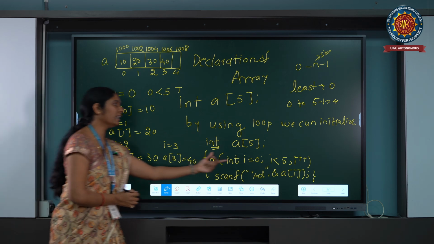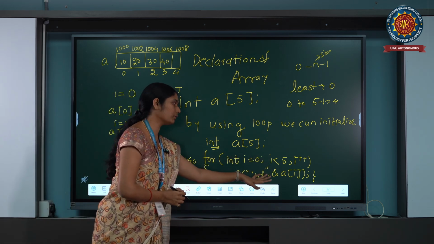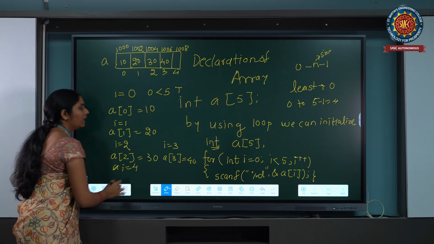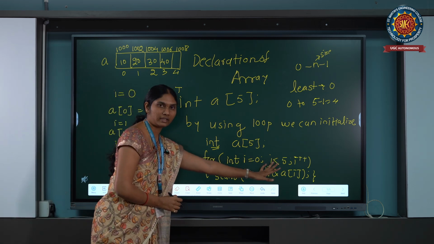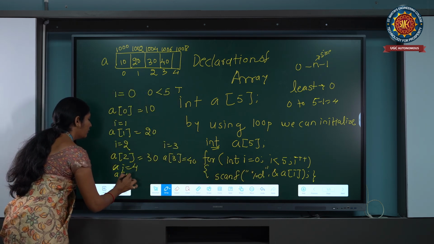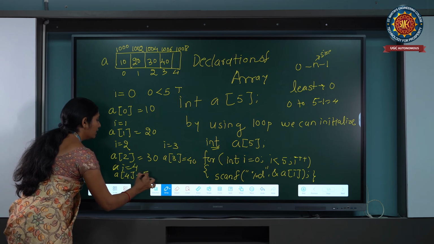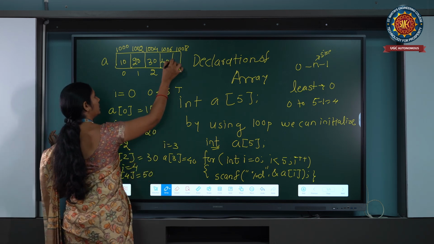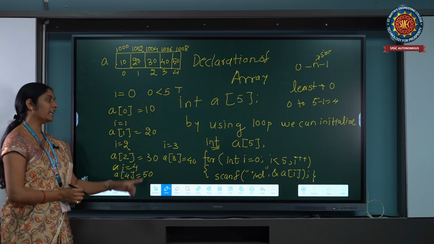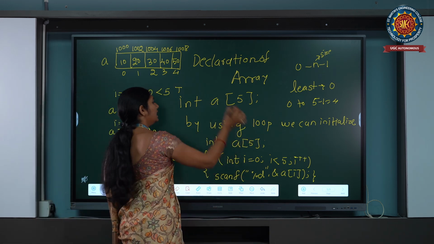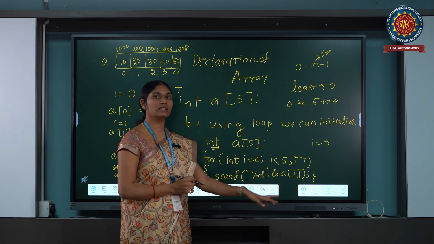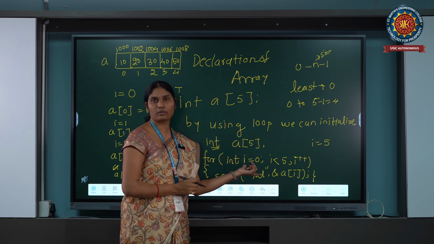Now next, again the I value will be updated, it does not exit from the loop. I equals 4. Again check the condition, 4 less than 5. Yes, condition true. If condition true, we can read A of 4 value. Suppose I am reading the value 50. The 50 will be stored into that A of 4 location. Now next again the I value will be updated. Now I equals 5. 5 less than 5, condition false. If condition false, it exits from the loop.